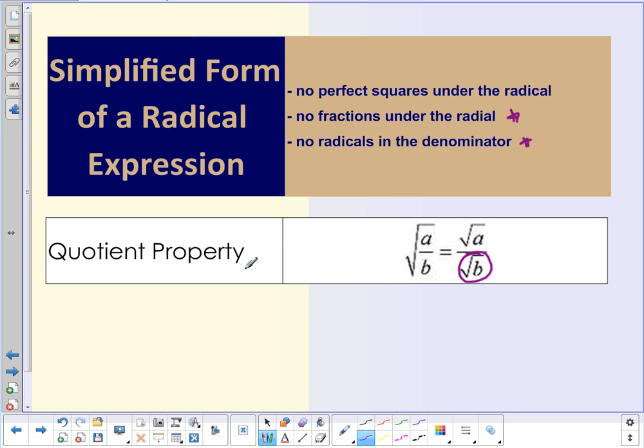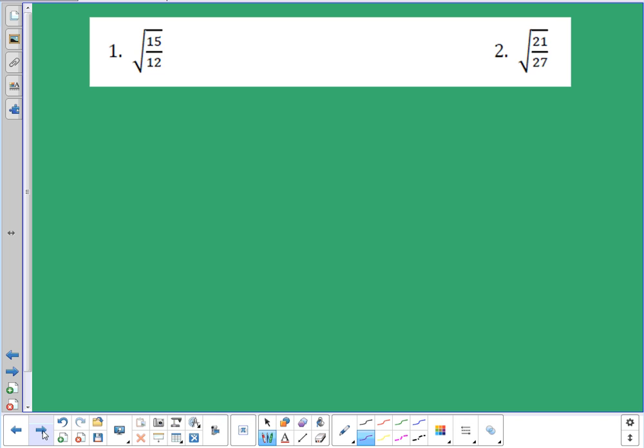The quotient property of radicals tells us that the square root of a over b is really just the square root of a divided by the square root of b. I can split those two apart, leaving them both underneath the radical sign. And we're going to use that to our advantage.